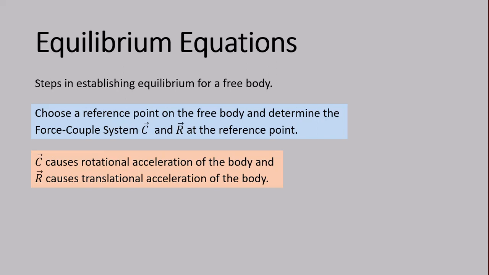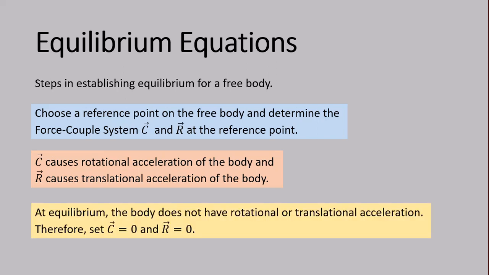The resultant couple C causes rotational acceleration, and the sum of forces causes translational acceleration. At equilibrium, the body does not have rotational or translational acceleration. Therefore, we set C equals 0 and R equals 0. C and R are vectors. In two-dimensional problems, C has only one component and R has two components, whereas in three-dimensional problems, C will have three components and R will also have three components.